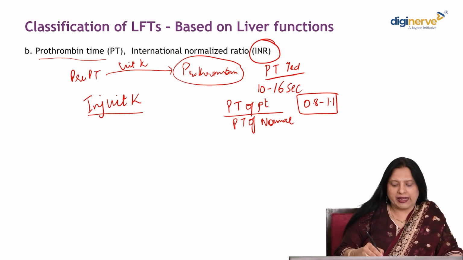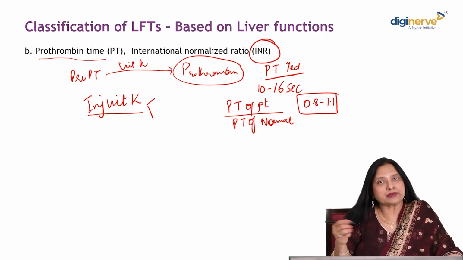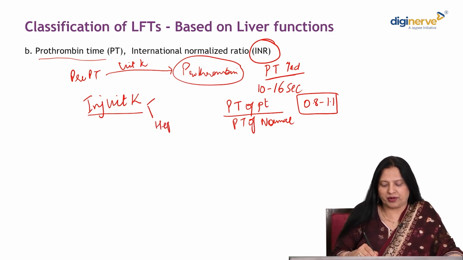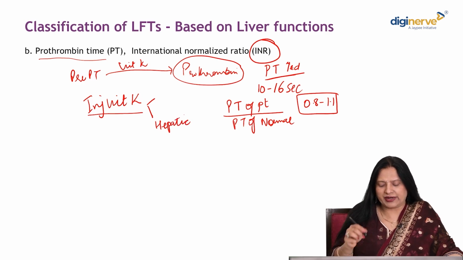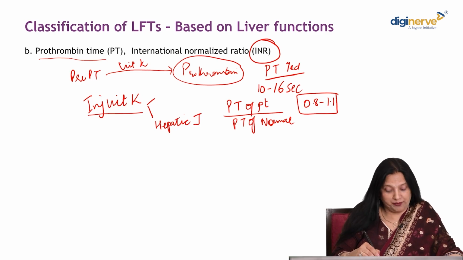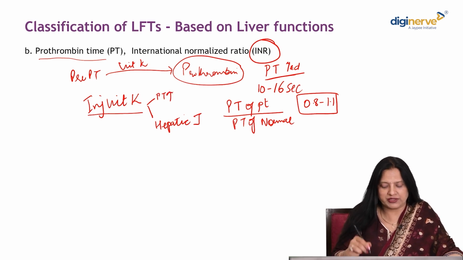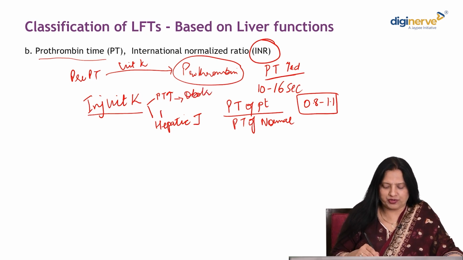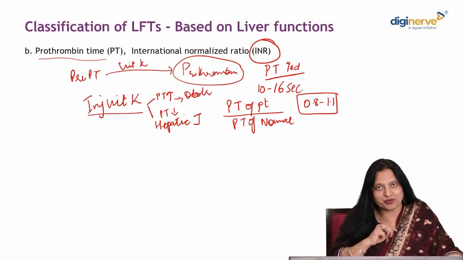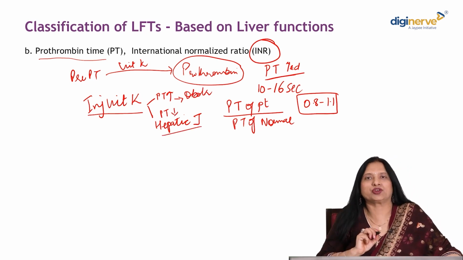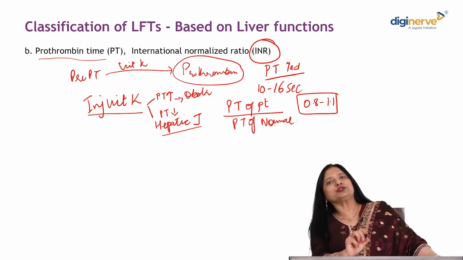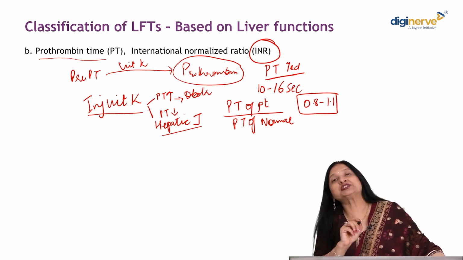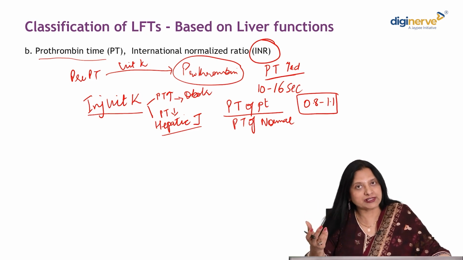However, in case the prothrombin time still doesn't improve, that means the problem lies with the hepatic cells. So it is hepatic jaundice. So if prothrombin time improves, then it is obstructive jaundice. And in case the prothrombin time still doesn't improve and remains the same, then it is hepatic jaundice. Another fact is that prothrombin time increases only after almost 80% of the functional capacity of the liver is exhausted.